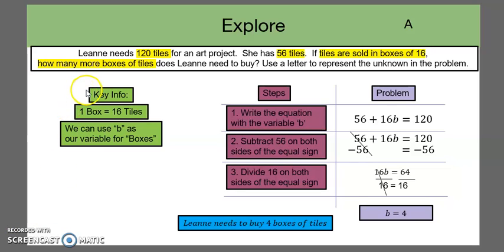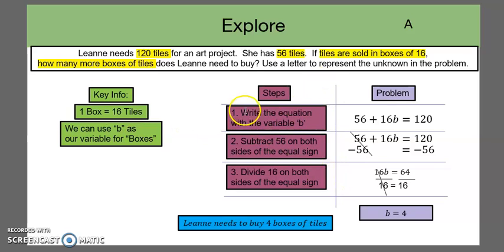So we want students to take out some key information. We know that one box is equal to 16 tiles, and we can get that information from underlining, annotating, and highlighting these problems and looking at key information. Helping students identify numbers is a good strategy in deriving information from the math word problem. We also can use the letter B as our variable for boxes. So it helps students to understand that B means boxes, and it would help them understand that I need to find the number of boxes that will help Leanne in the problem.